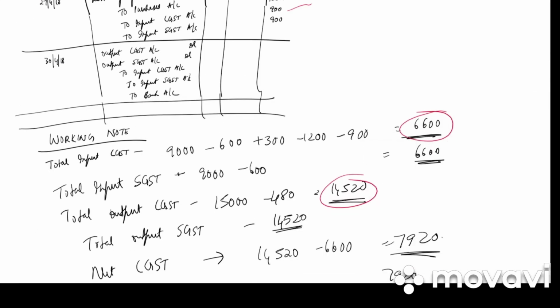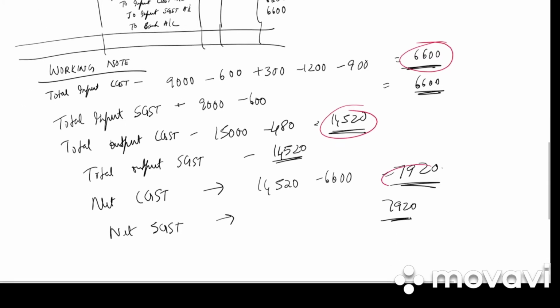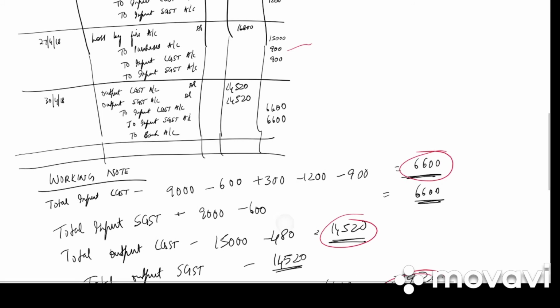So what is output CGST? We have calculated 14,520. 14,520 is the SGST. Input CGST is 6,600. So what will be the bank account? जो भी net CGST and SGST मिला है, we need to add the same. 7,920 plus 7,920. We get 15,840. So what is the total? 5,42,000. Clear?